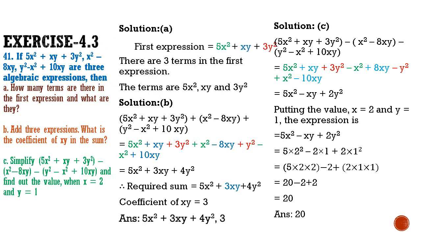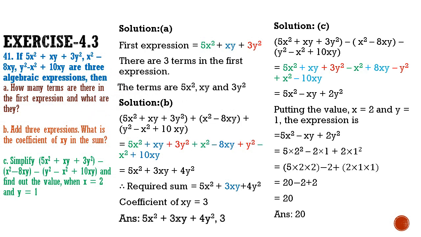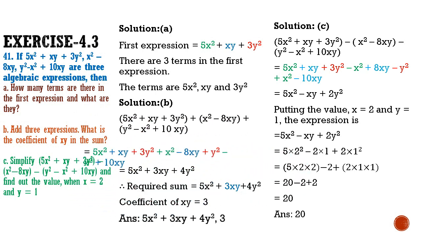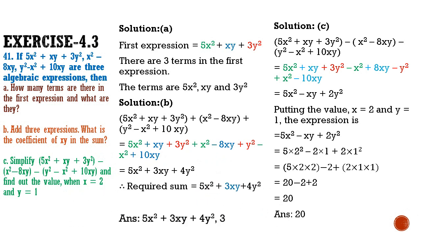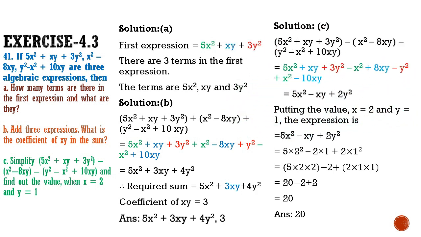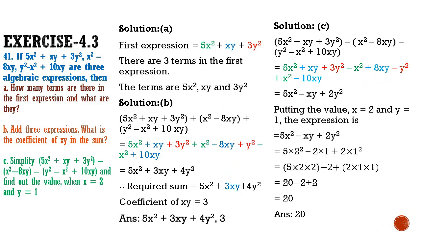So my dear students, this is question number 40 on creative question, and in this first expression, there are 3 terms. After that, solution number B, we get 5x square plus 3xy plus 4y square as the sum, and from the sum we can see the coefficient of xy equals 3. After that, solution of C, at first we have done the simplification and we get the result 5x square minus xy plus 2y square, and after that putting the value of x equals 2 and y equals 1 in the expression, we get the value 20, which is the desired answer.